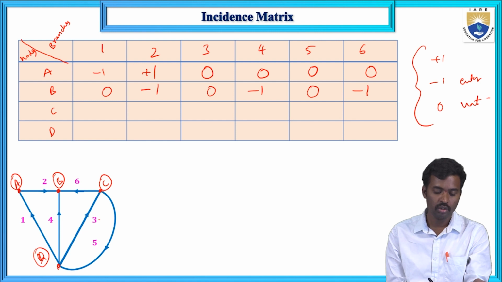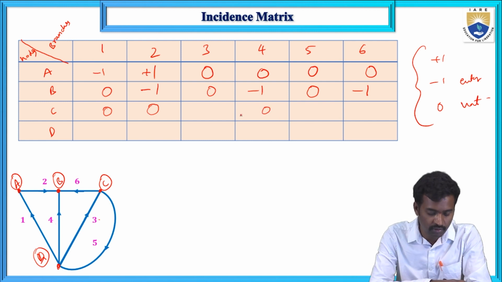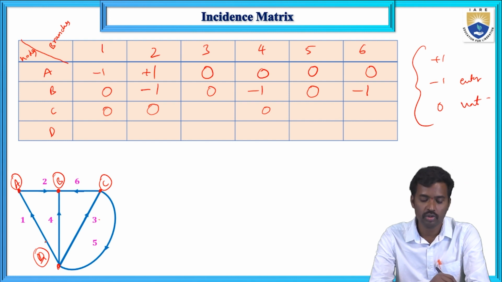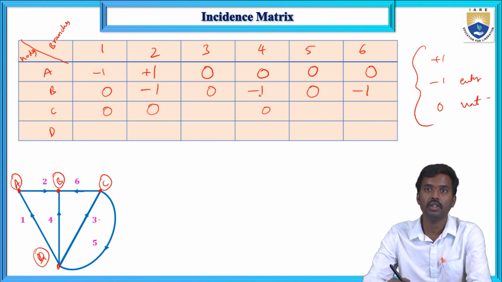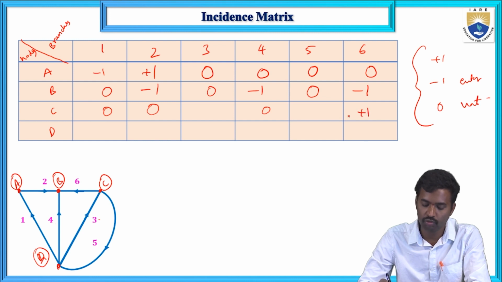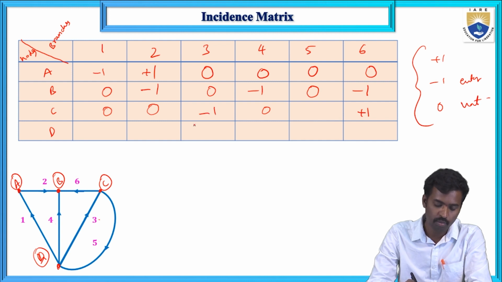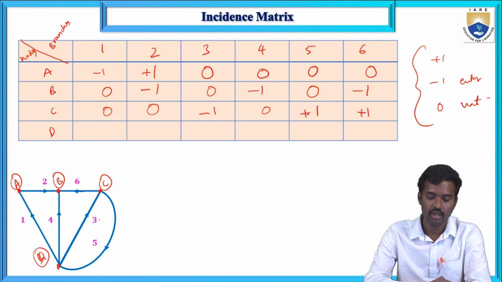For the C node, the branches not associated with the C node are 1, 2 and 4. So the elements in the matrix for those are 0. Here the 6 branch is leaving away from the node, meaning +1, the 3 branch is entering the node, meaning -1, and the 5 branch is leaving away from the node, meaning +1.